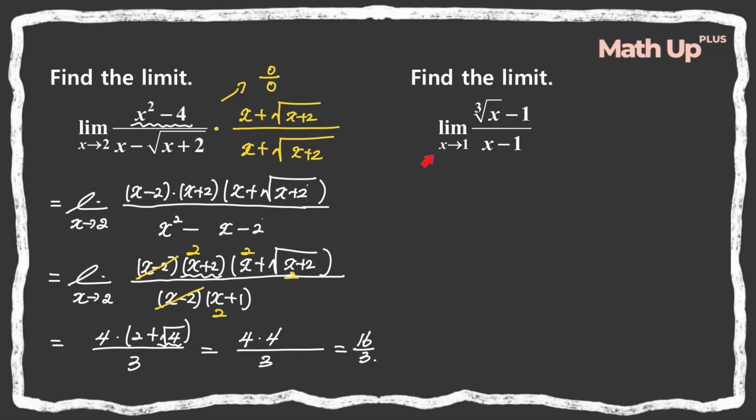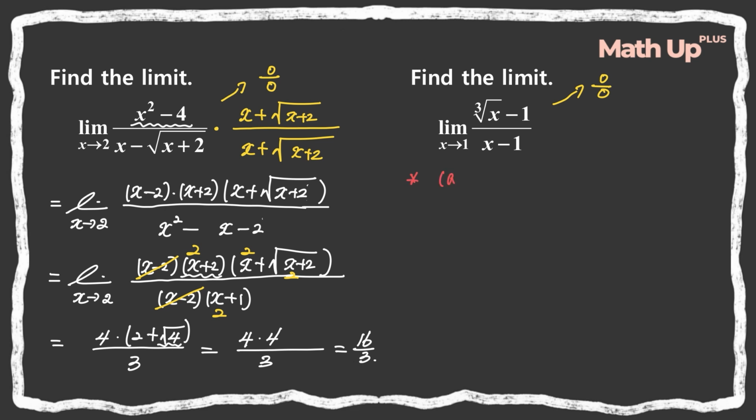Here we have the limit as x approaches 1 of (cube root of x minus 1) over (x minus 1). If we substitute 1 for x, this limit is equal to 0 over 0, right? So we're going to have to rationalize this expression.